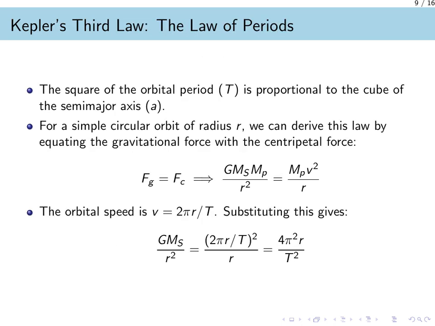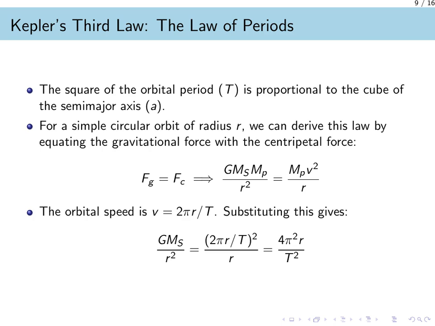We now arrive at Kepler's third law, also known as the law of periods. This law provides a powerful mathematical link between how long it takes a planet to orbit the Sun and the size of its orbit. To derive this, we will start with a simple circular orbit. The key physical insight is that the Sun's gravitational force is the force that keeps the planet moving in a circle. Therefore, the gravitational force must be equal to the centripetal force.